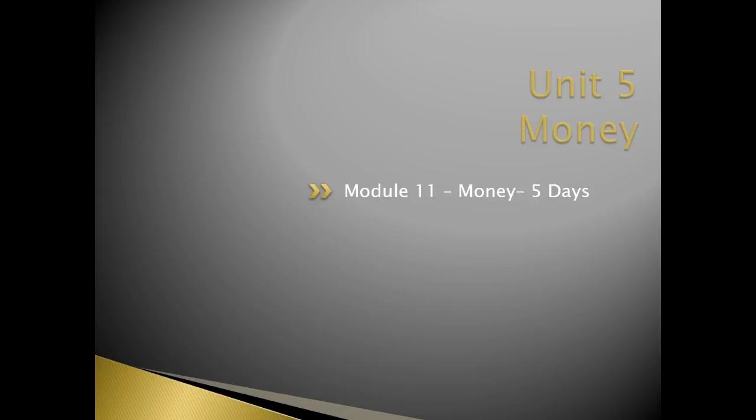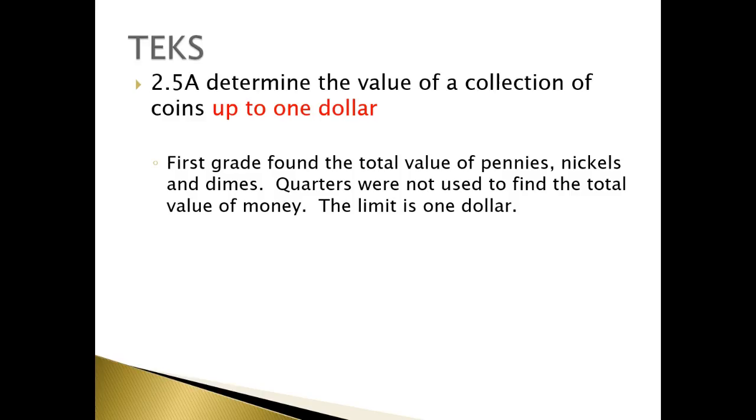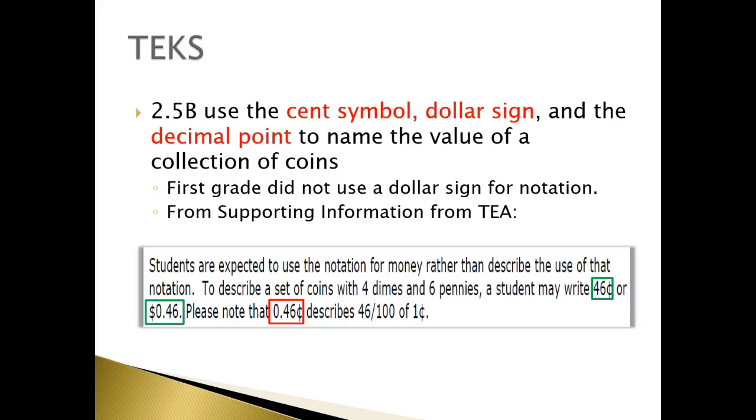Then we'll be looking at money for 5 days, and 2.5A says to determine the value of a collection of coins up to $1. Now in first grade they did the same thing, only they did not count quarters. In second grade we do add quarters to this collection. Also, we include the dollar sign and the decimal point. First graders know how to use the cent symbol. So we have now the dollar sign and decimal point as well.